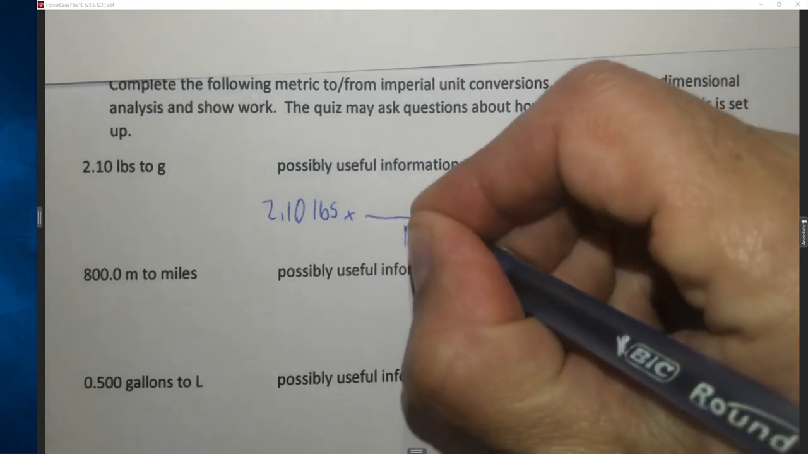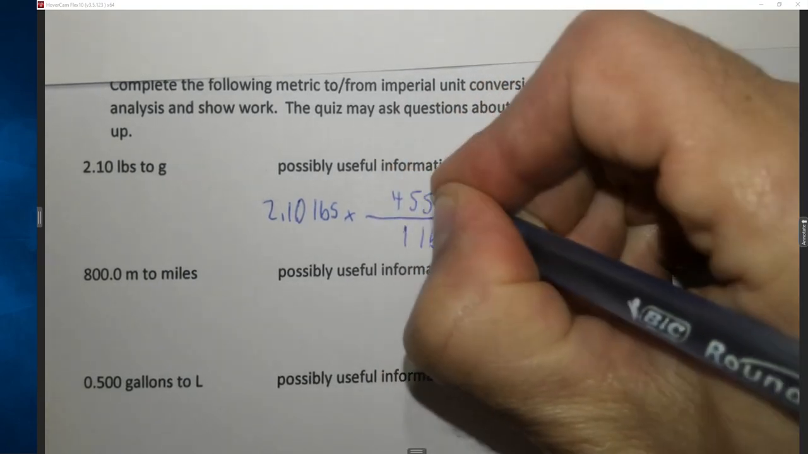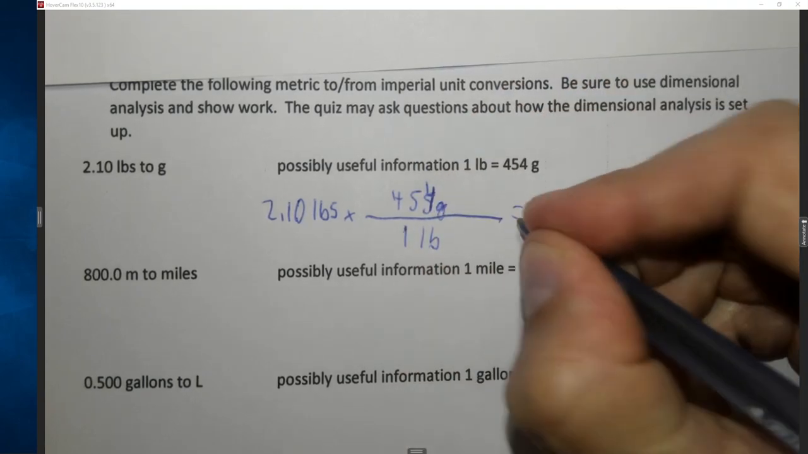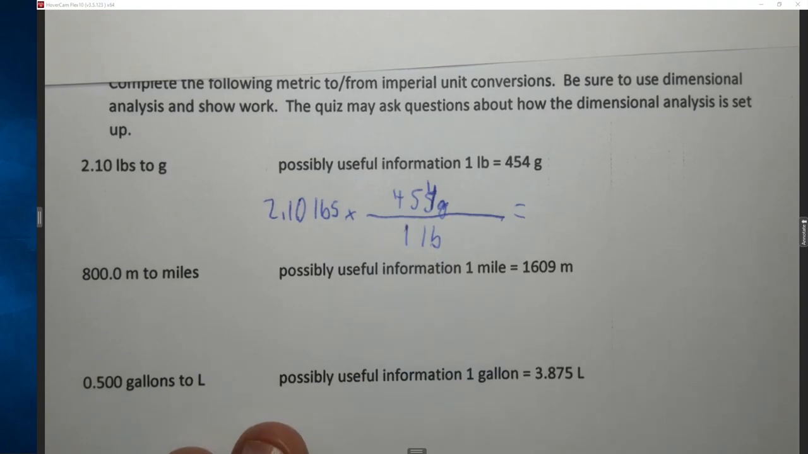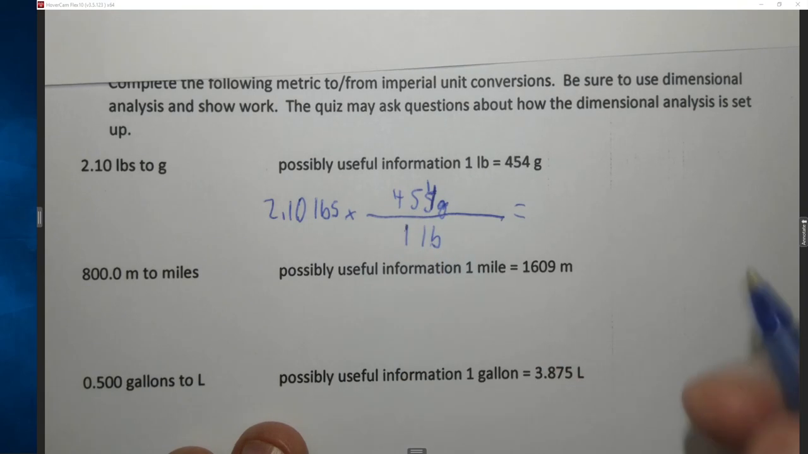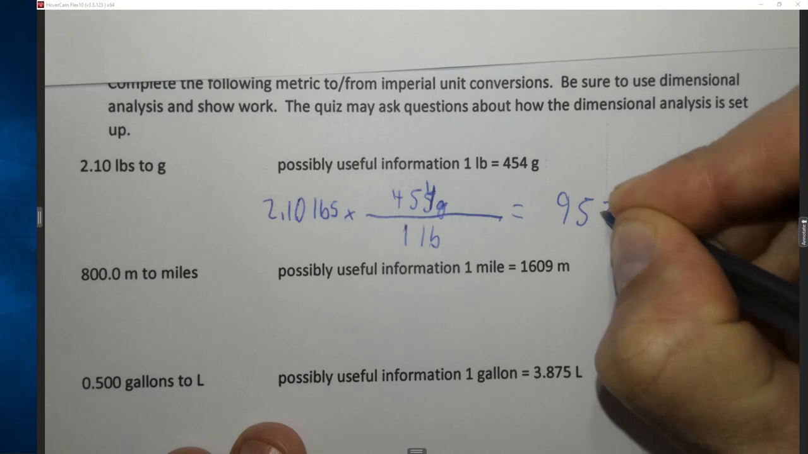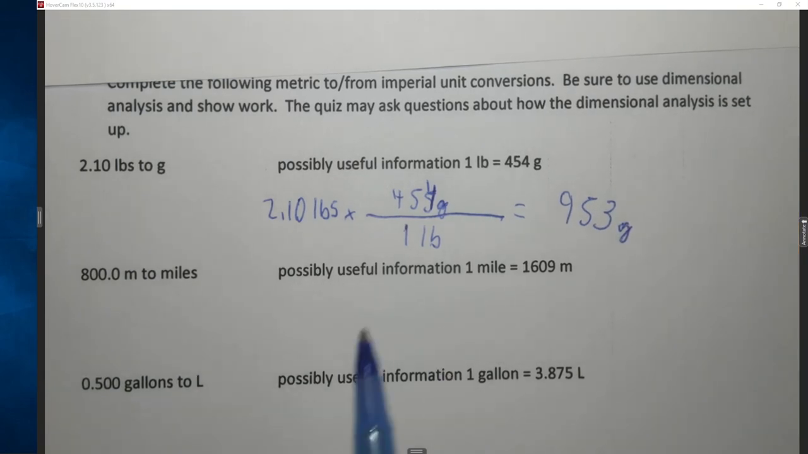So we're going to put the 1 pound on the bottom and the 454 grams on the top. Multiply by the top, divide by the bottom. Since it's a 1, we don't have to do that. This has 3 sig figs, this has 3 sig figs, so our answer should have 3 sig figs, which is 953 grams.